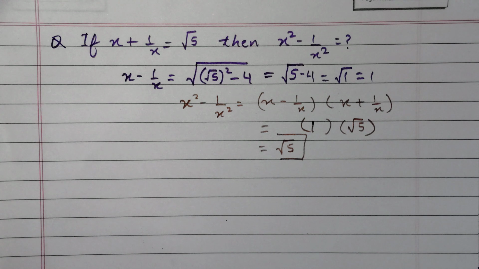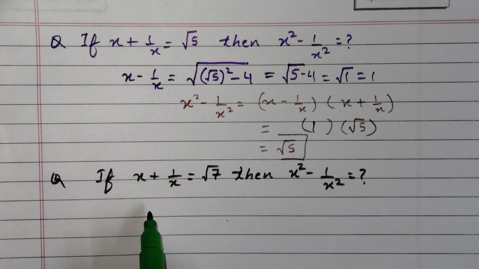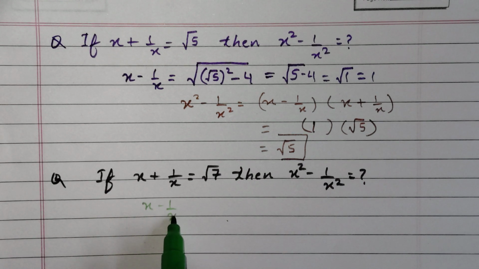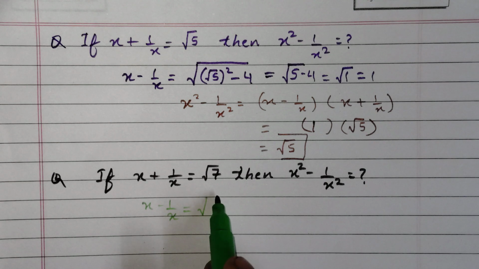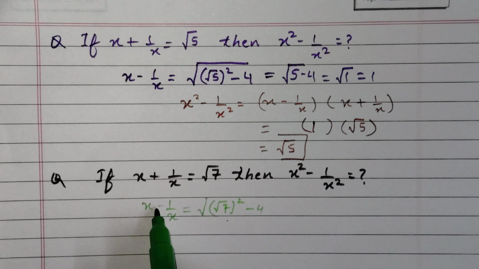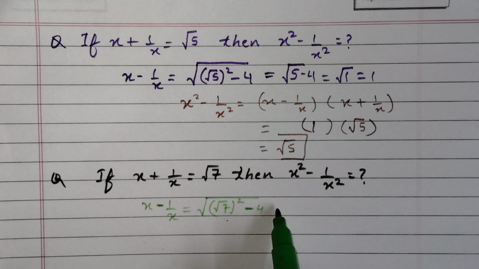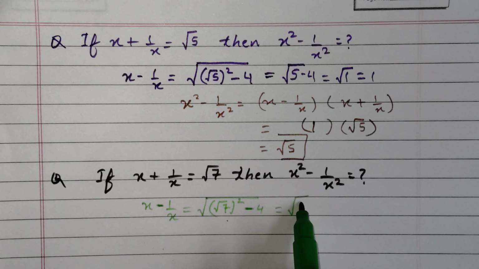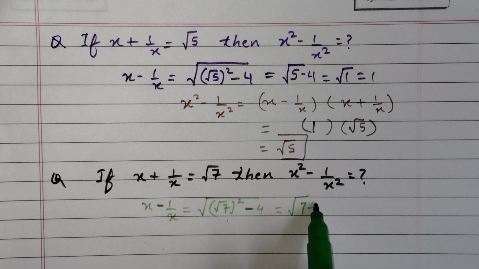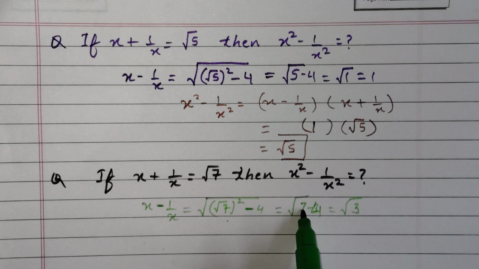Next question is, in this question x plus 1 upon x is given square root 7. So first we find x minus 1 upon x. Its formula is square root of this number squared, so square root 7 square minus 4. Why minus? Because here is minus, so here is also minus. So square root 7 square is 7, minus 4 is 3. Square root 3 is the x minus 1 upon x value.